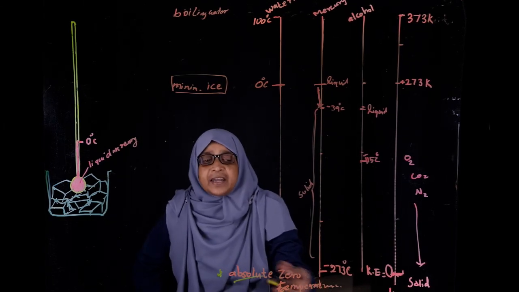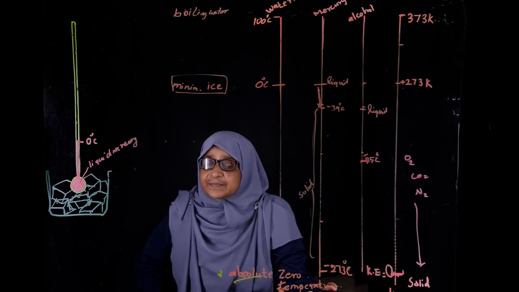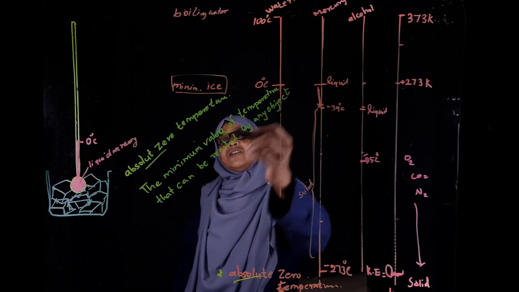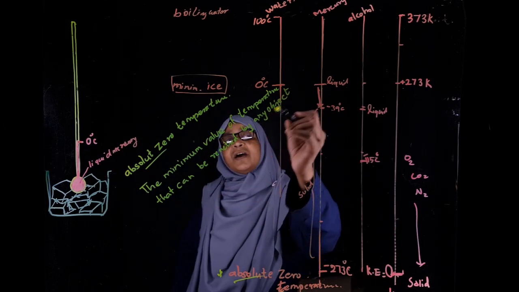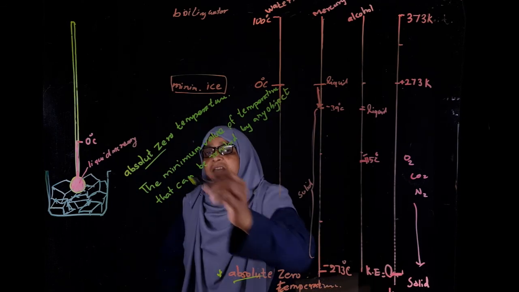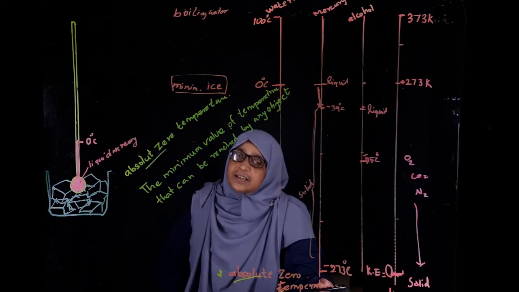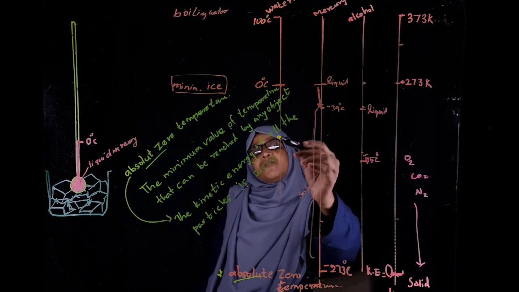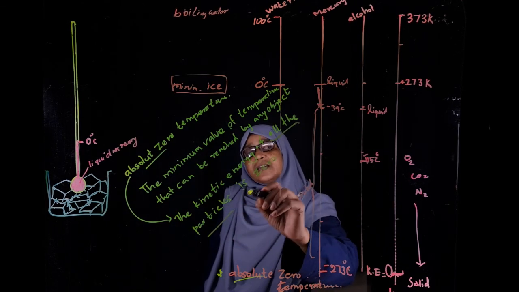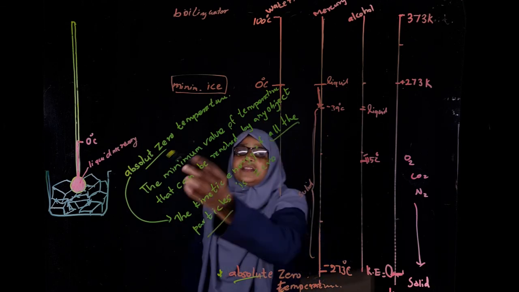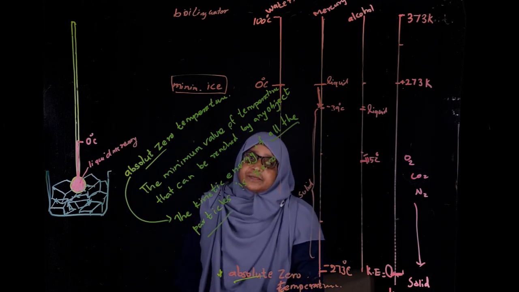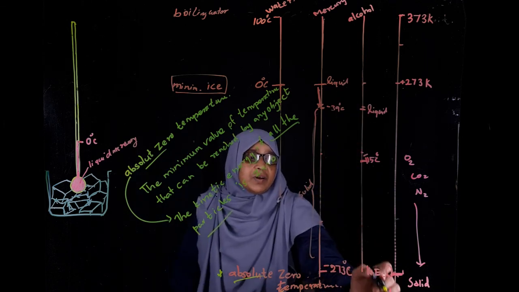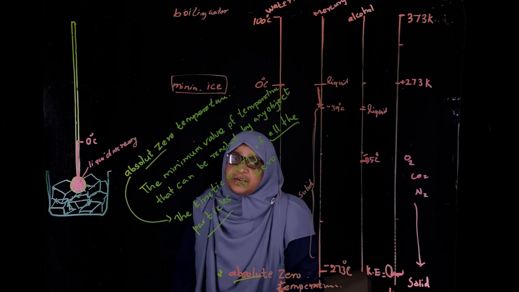Okay, once again, define this absolute zero temperature. What is meant by absolute zero temperature? It is the minimum value of temperature that can be reached by any object. At this absolute temperature, the kinetic energy of all the particles is zero. The Kelvin scale takes the zero as the absolute zero temperature.